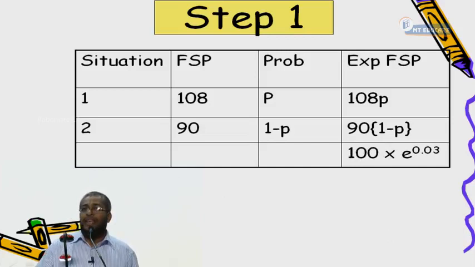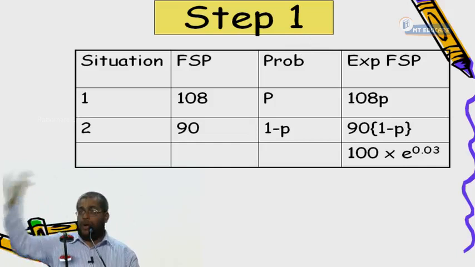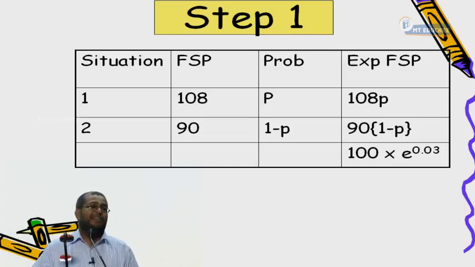Future spot price. What is future spot price? Spot price compounded to what? Future. What is spot price? 100. Compounded at what rate? 12%. For how many months here? 3 months. 100 into e power 0.03. Yes or no? I'll do it in the sheet and then put it in the slide. In the sheet I can do more elaborate working for you to understand it. Now, look at this.